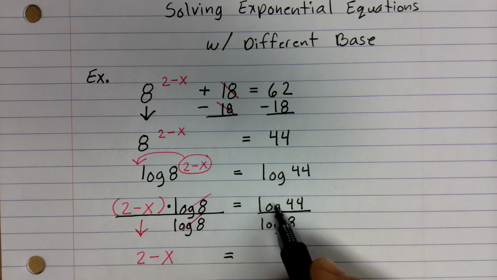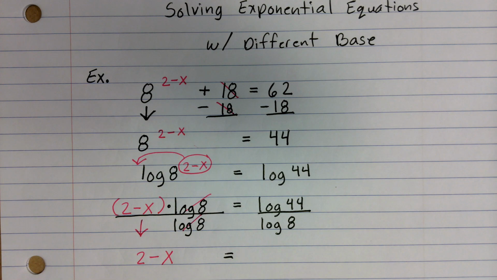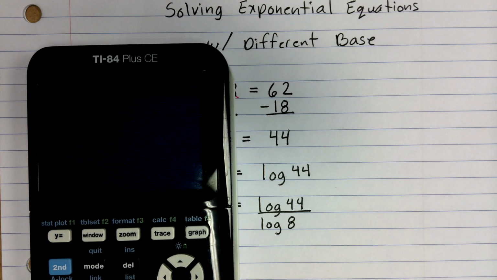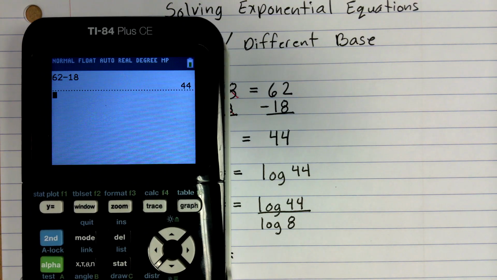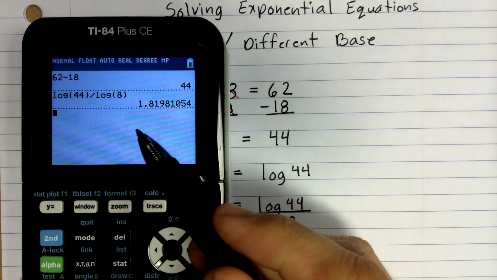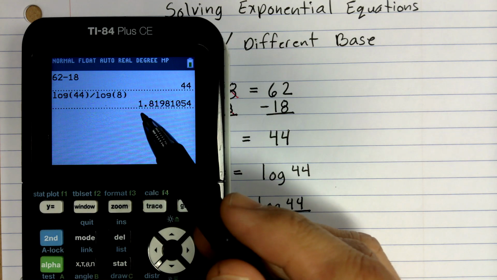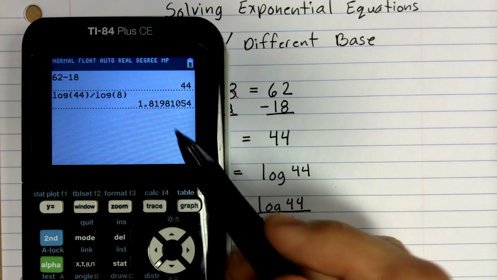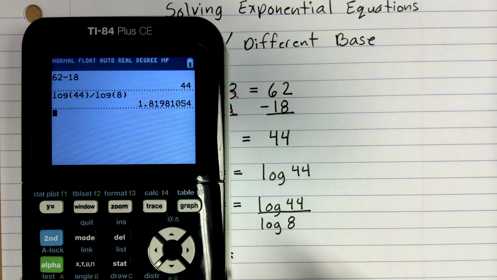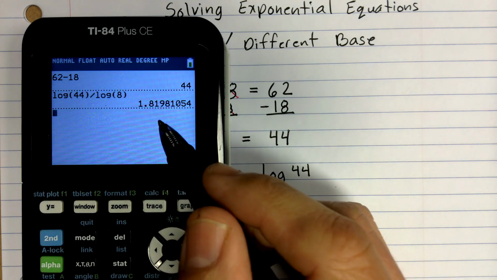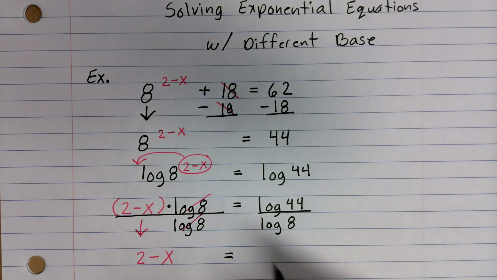And that's going to be equal to whatever log 44 divided by log 8 is. Now I'm going to put that in my calculator because I don't have that by memory. We have to use the calculator for that. So I'm going to hit my LOG button, then 44, and I'm going to divide that by log 8. Hit enter, and we want to write this down in 3 decimals, so we want to round to the 3rd decimal. And so we have 1.8198.